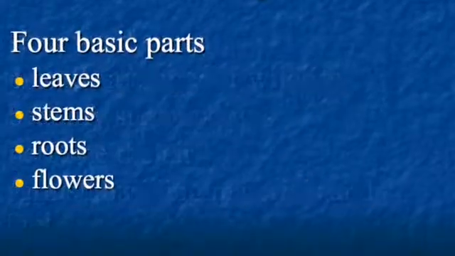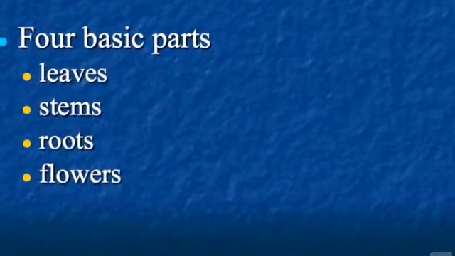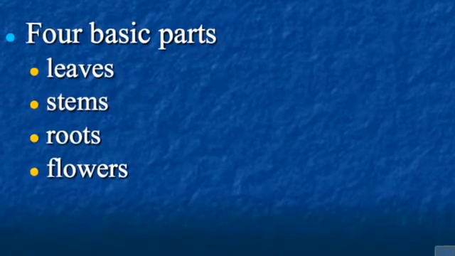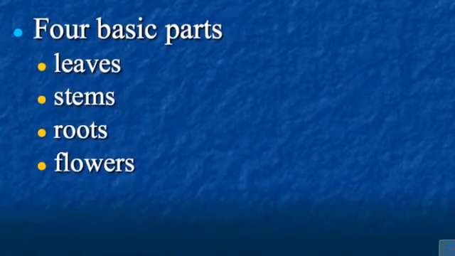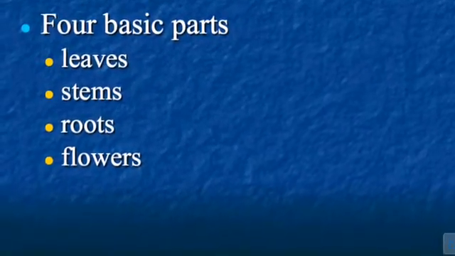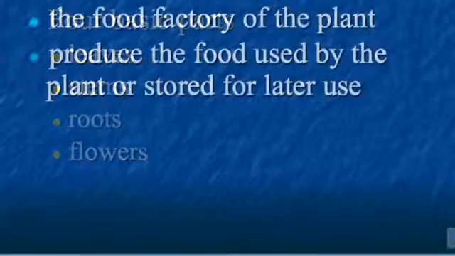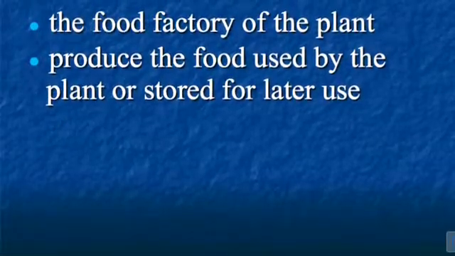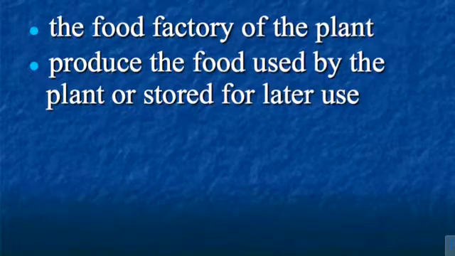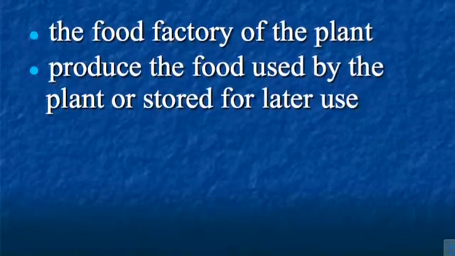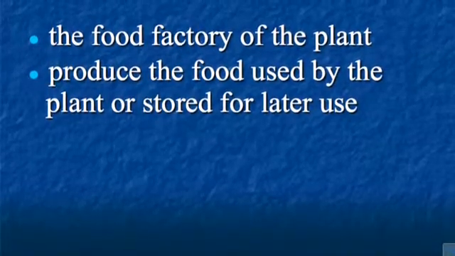Four basic parts of a plant. They are the leaves, stems, roots, and flowers. The leaves are the food factory of the plant. It's where all the food that's used by the plant, or which is stored for later use, is actually produced.